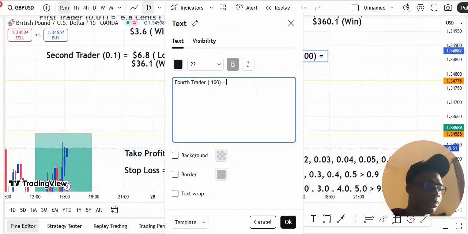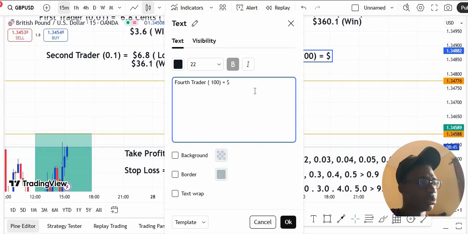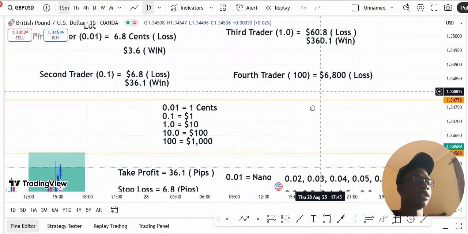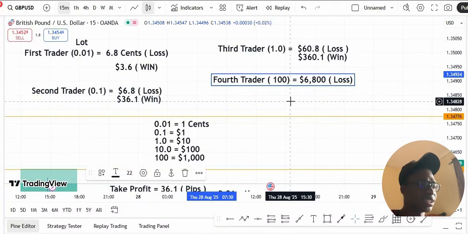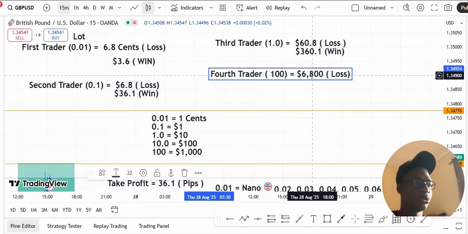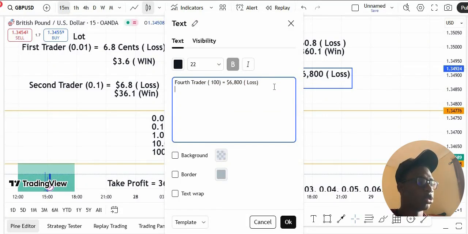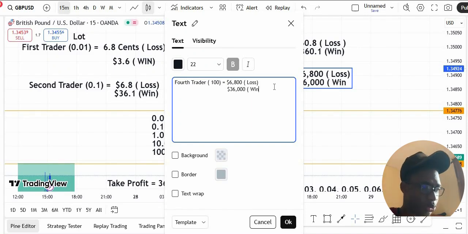as a big boy using the 100 lot, he is going to be exposing his account to $6,800 for the loss. This is how much he is exposing his account to if the market goes against him. But if the market goes his way, he's going to make an additional, that's lots of money, about $36,000 as well.